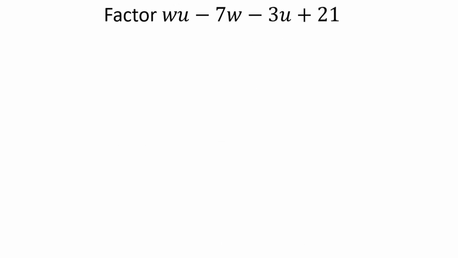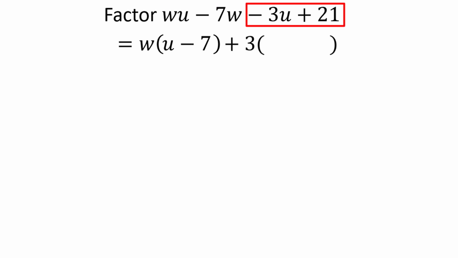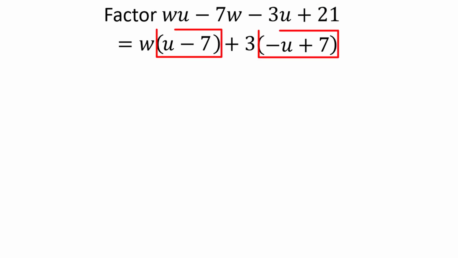How about WU minus 7W minus 3U plus 21? We can factor out a W from the first two terms to get W times (U minus 7). We can factor out a 3 from the last two terms to get 3 times (negative U plus 7). Uh-oh, it looks like our two terms in parentheses don't match this time. They are close, but not exactly the same.